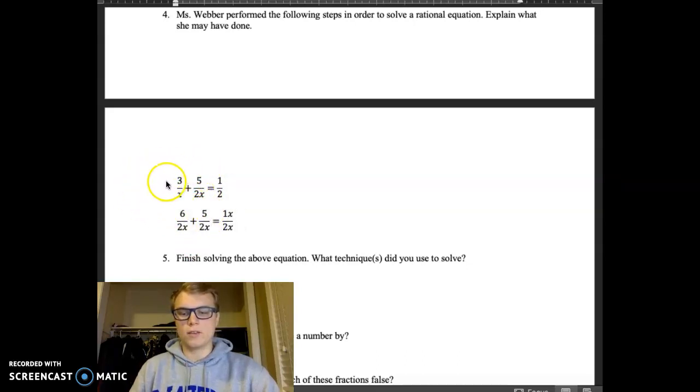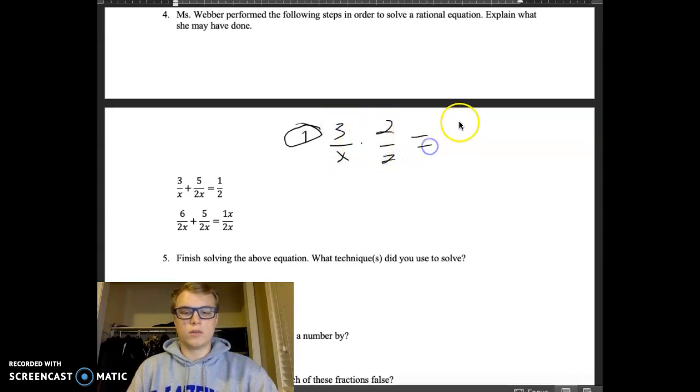Now to get from 3 over x to 6 over 2x, we notice that there's a 2 now in the denominator, so it had to be multiplied by 2, and 6 is 2 times 3. So one of the steps they took was to multiply 3 over x by 2 over 2, which got you 6 over 2x, right? Now we look at 1/2 on the right side here. We added an x on the bottom, so we had to multiply this one by x over x.